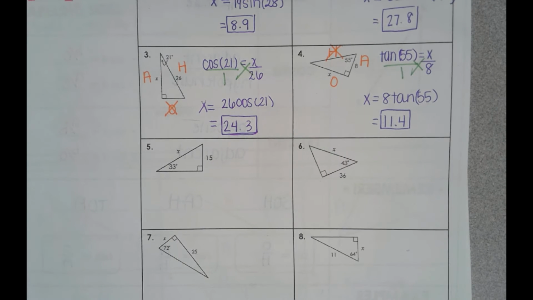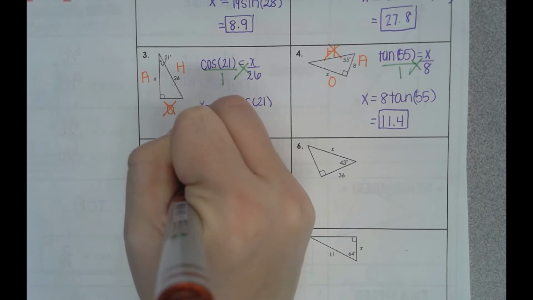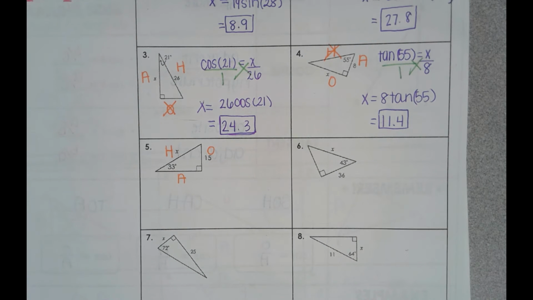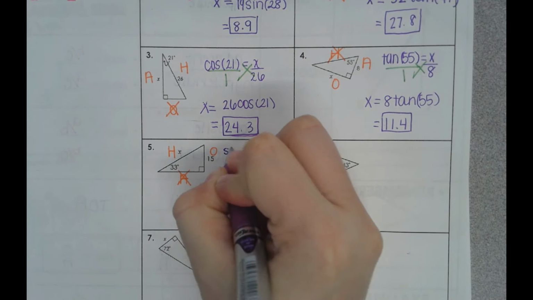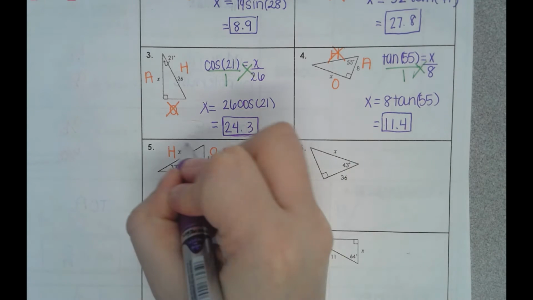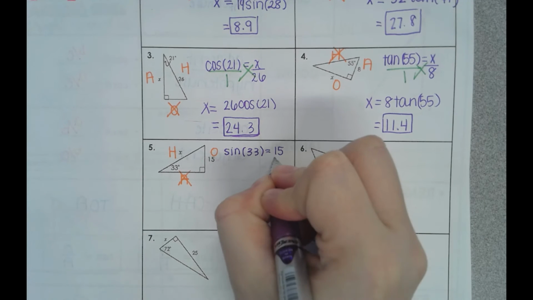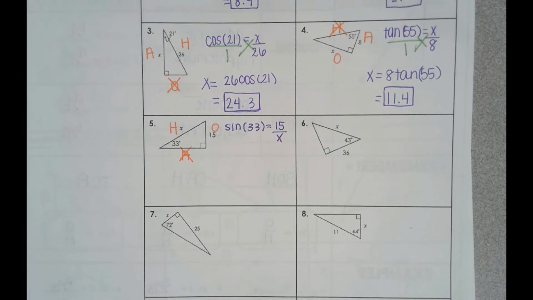Number 5, we label H, O, A. I'm not going to use the A because I don't have an X or a number there. So O and H is sine. So sine of 33 equals O over H, 15 over X. So now we've got somewhere the X is on the bottom.